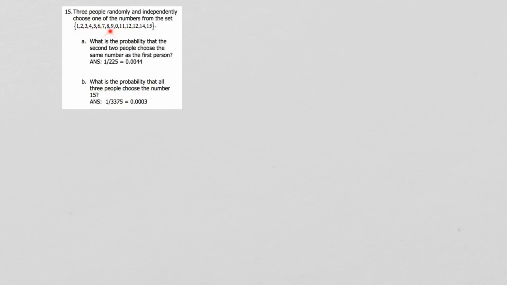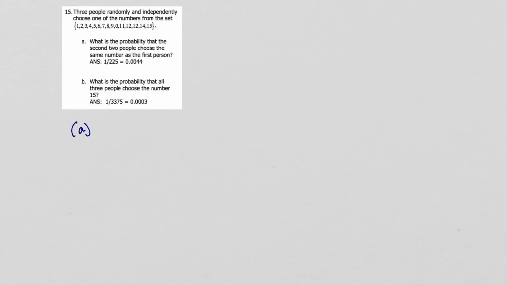We've got this collection of 15 numbers, and 3 people, randomly and independently, are going to choose one of these numbers. So, part A. Part A, we want to know, what's the probability that the second 2 people who choose a number, choose the same number as the first?